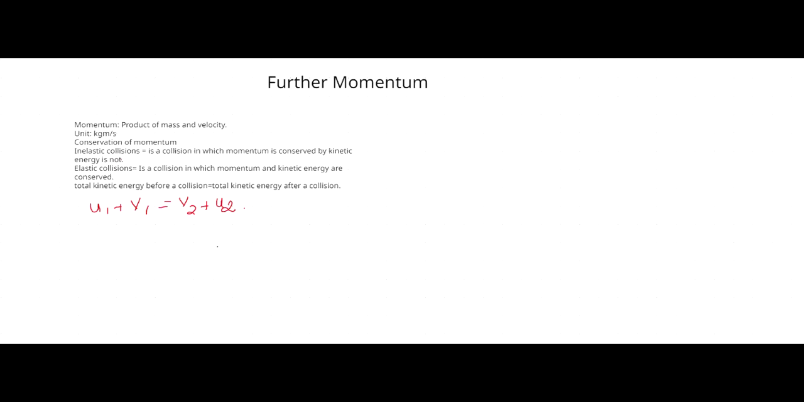When you open your textbook, you might see the formula written like this or like this. It's the same thing: u1 minus u2 is equal to v2 minus v1. So why wouldn't you recommend using this one? It's not that I don't recommend it. It's just that with velocity, the direction is really important, right?